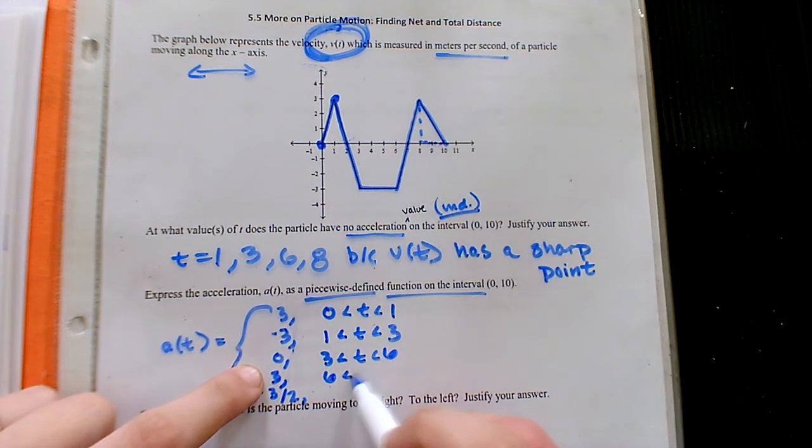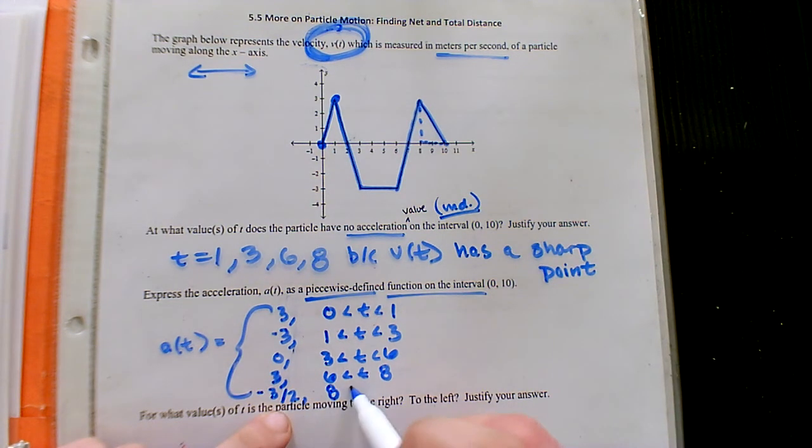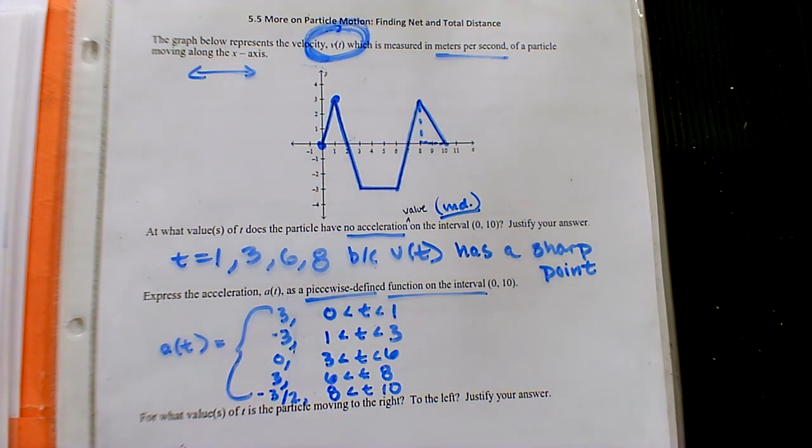Next interval, 6 to 8. Those were sharp points. And last interval, 8 to 10. 8's a sharp point, 10's an endpoint, so you can't count either one of those. Okay, so no bars.